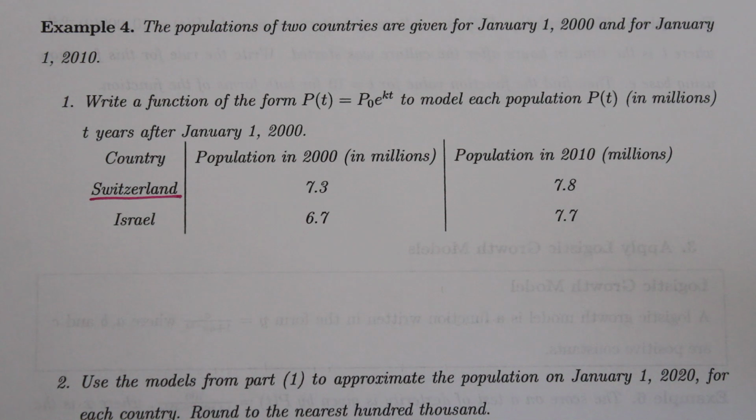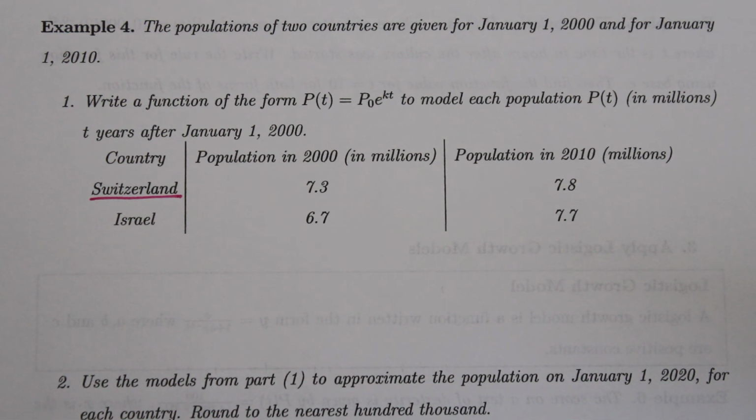So the populations of two countries are given for January 1st in 2000 and for January 1st in 2010. So 10 years difference. Part 1 says write a function of the form P of t equals P of 0 e to the kt power to model each population P of t in millions after t years after January 1st, 2000. And we're going to do this for two different countries. So we're given Switzerland and Israel.